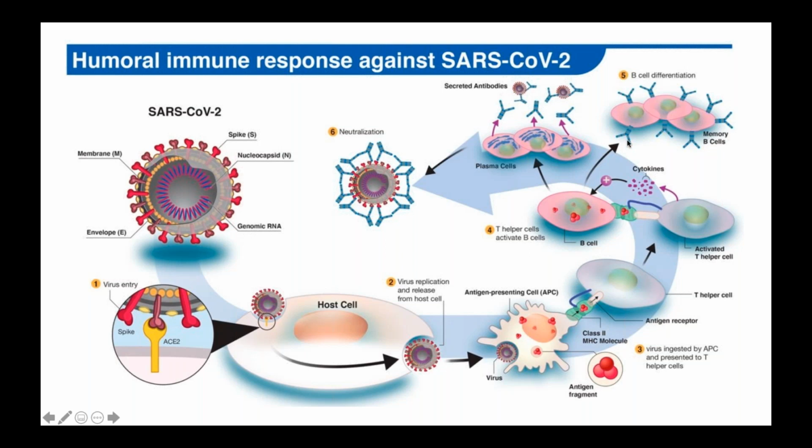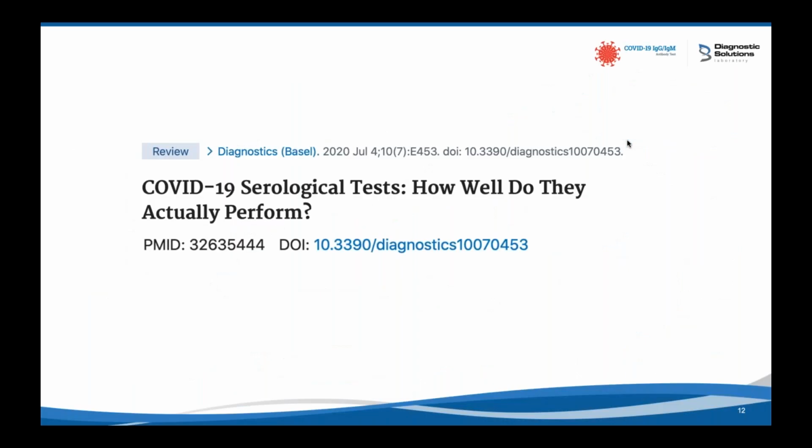So this is a great schematic summarizing the humoral immune response to SARS-CoV-2. It illustrates some really important concepts that help understand the process. This is just the reference for that figure.